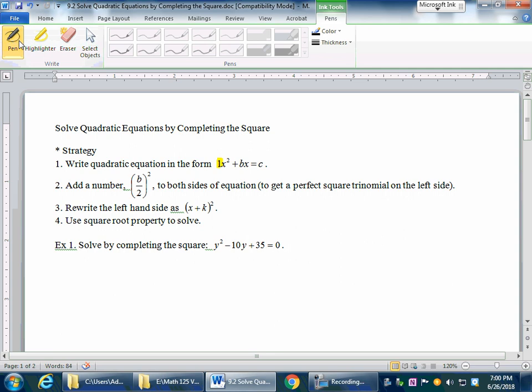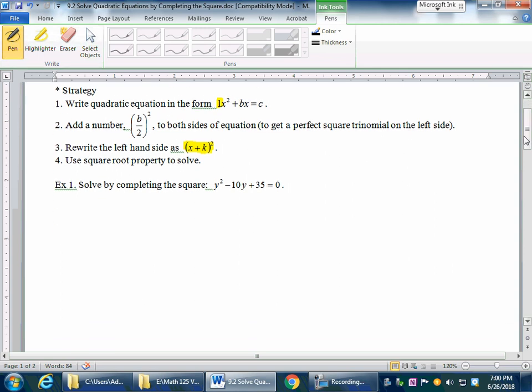So to complete the square on the left-hand side, which is trying to get a perfect square trinomial, we add the number b divided by 2 squared to both sides. And once we get this perfect square trinomial on the left-hand side, we're going to write it in terms of a binomial square, which will lead us to use the square root property from the previous sections. So let's take a look at the first example.